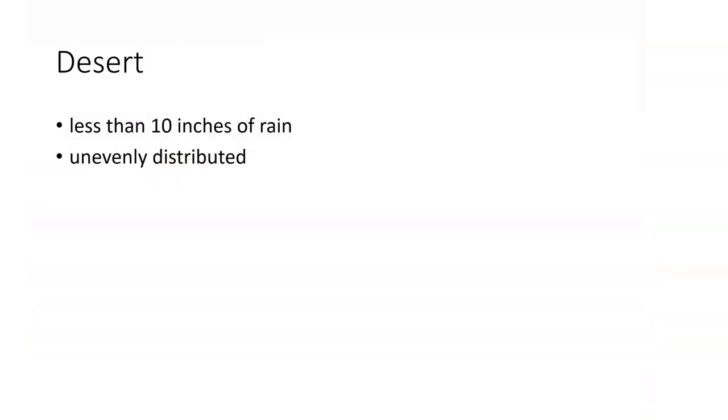We have a desert. A desert gets less than 10 inches of rain and it's unevenly distributed. What we mean by that is you may have no rain during 6 to 9 months, and then you get an inch of rain, then you get 5 inches of rain, then you get an inch, and then it's over for the year. It's unevenly distributed.